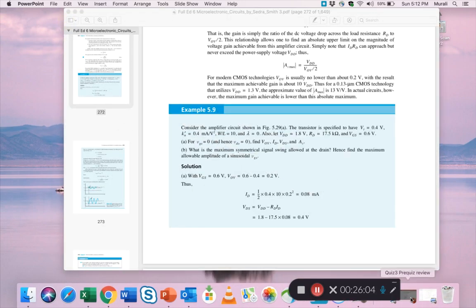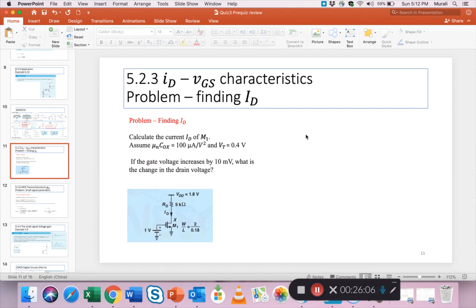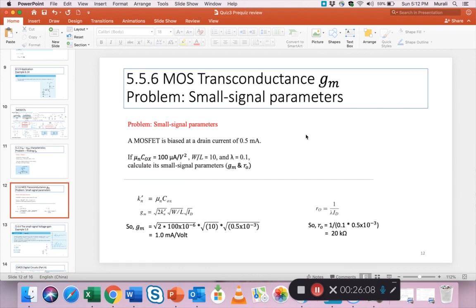Let me go back to my PowerPoint. We have one more small problem. Here we can just look at this problem right here. I don't have to go to my PDF. Here we are given some information and we are asked to find the small signal parameters gm and ro. We are given this mu n Cox, we are given W by L, we are told what the drain current is, it's 0.5 milliamps, and there's also a lambda factor here.